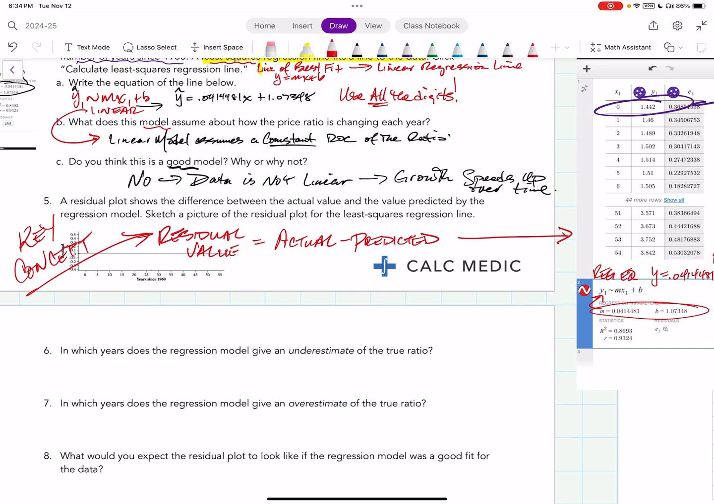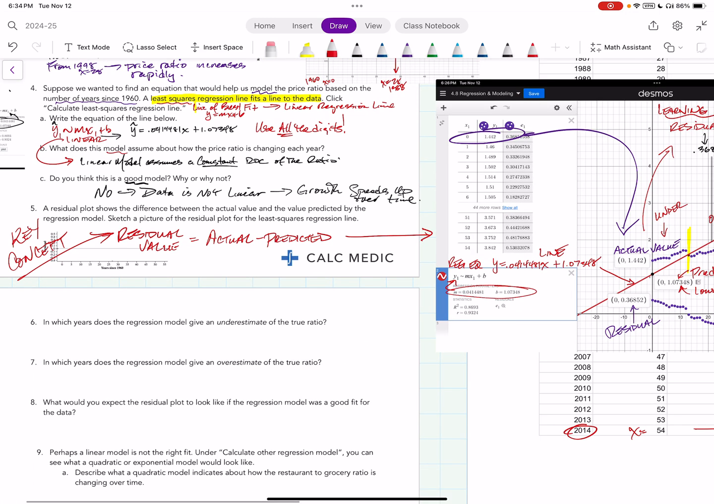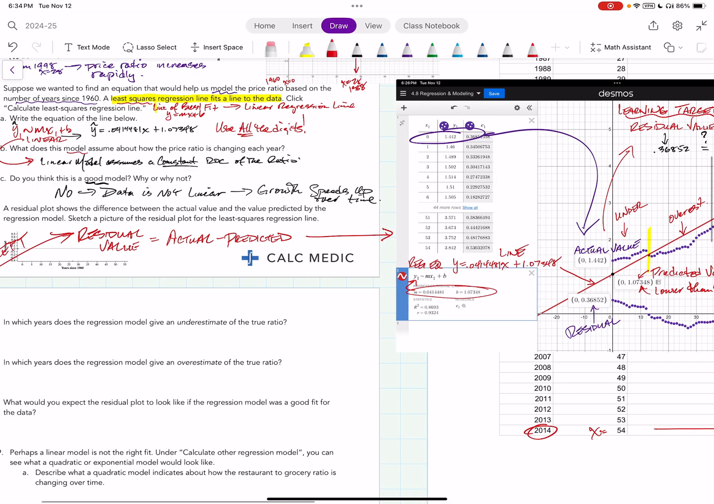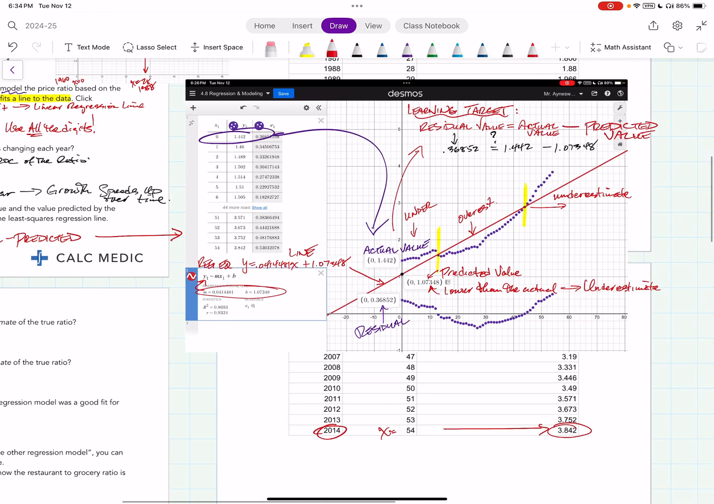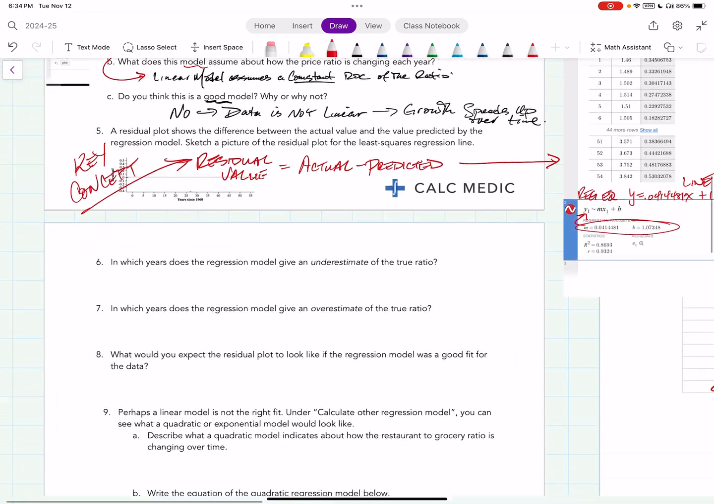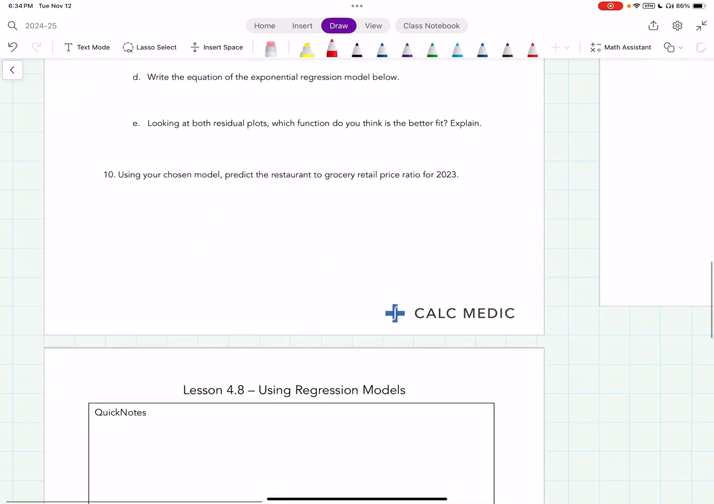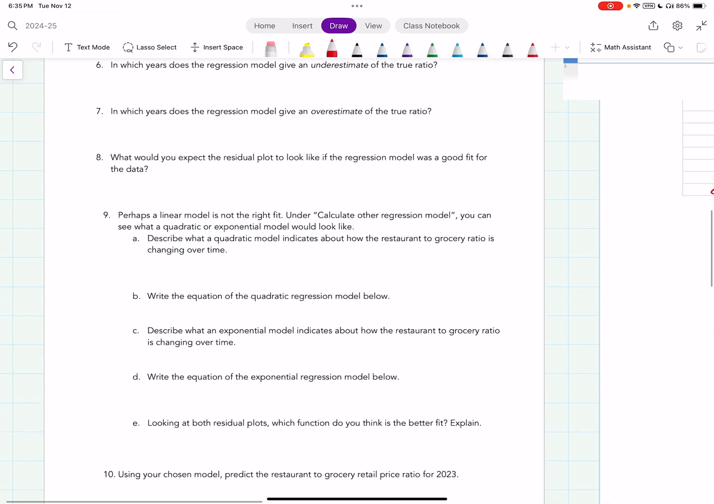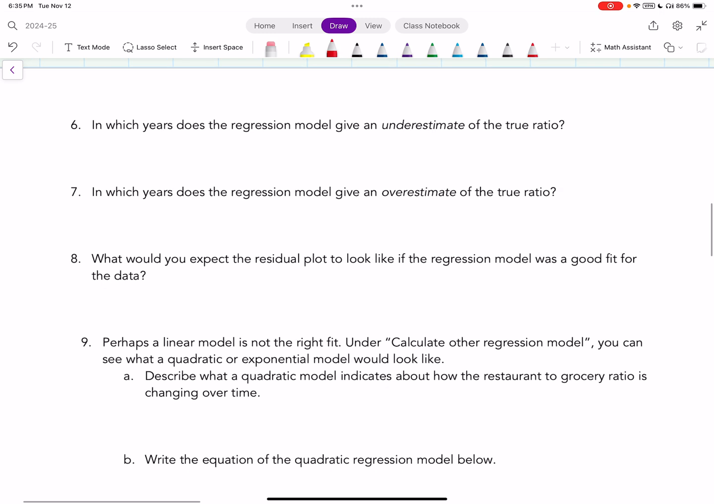Let me see. Did I cover everything so far? I think so. All right, let's move on. I want to do a few more for the first part. I'm going to go all the way to the learning targets, and then I'm going to stop, and that's going to be part 1 of my video. So number 6, in what years does the regression model give an underestimate?